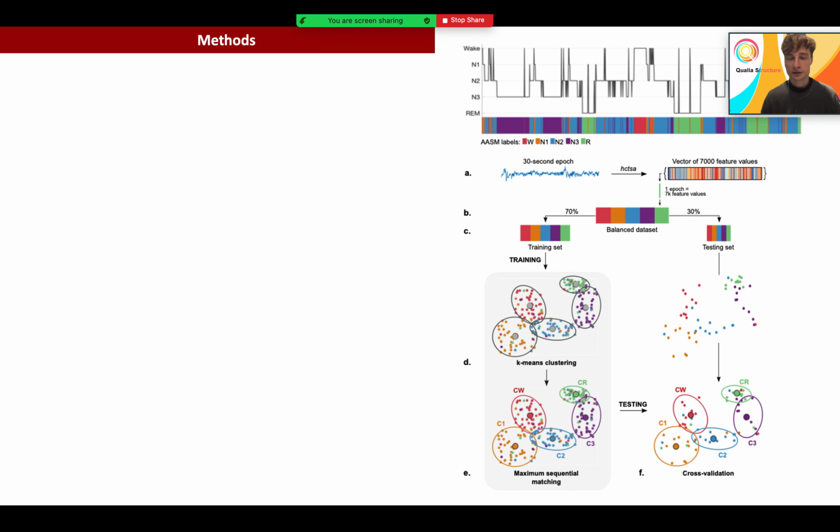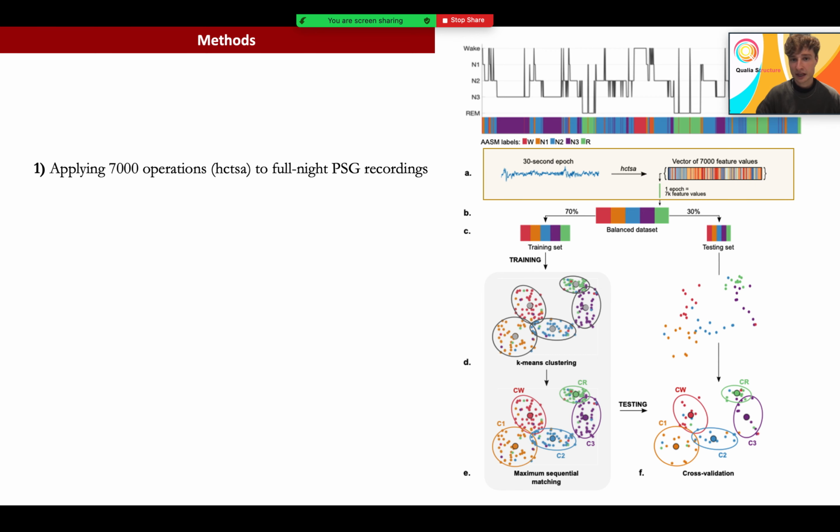So we developed a novel framework that overcomes these limitations in 3 main steps. We first extensively characterized EEG, EOG, and EMG time series by applying over 7,000 operations from a software called HCTSA. So we applied those 7,000 operations systematically to full night recordings, and as a result each 30-second time series is converted into one vector of 7,000 feature values.